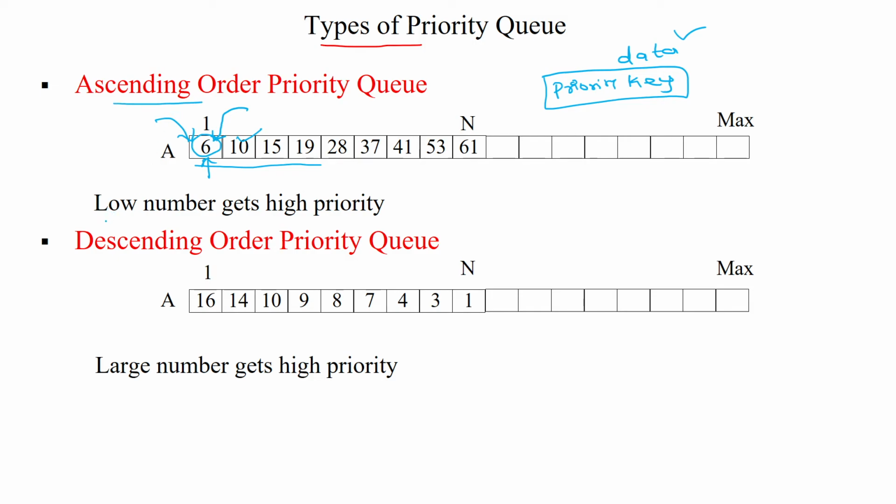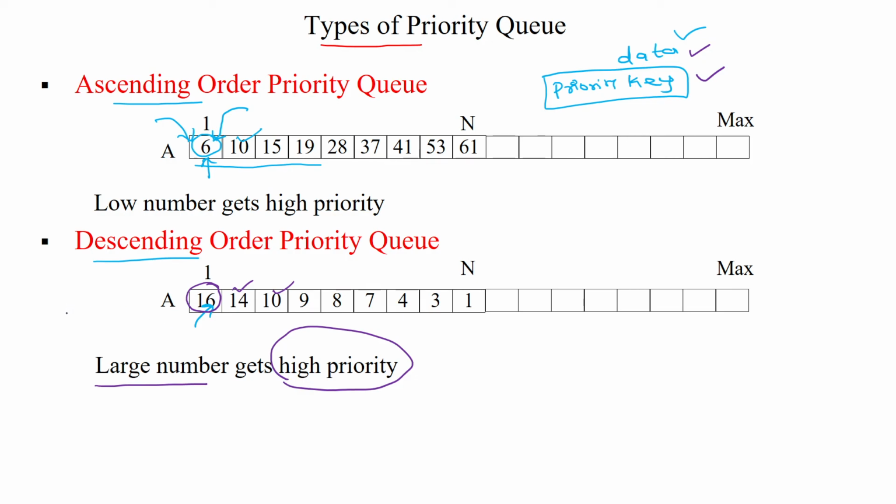And next one is a descending order priority queue. In the descending order priority queue also, the data itself is playing a dual role, the data and also the priority key. So in the descending order, the largest number is acting as the highest priority. The second largest is acting as the second priority key. Okay, second priority. So the third largest value will be acting as the third priority. So here the larger number will act as a priority with high priority.